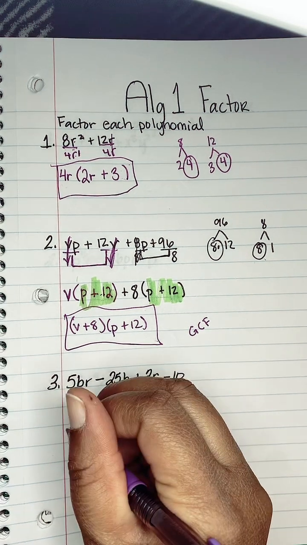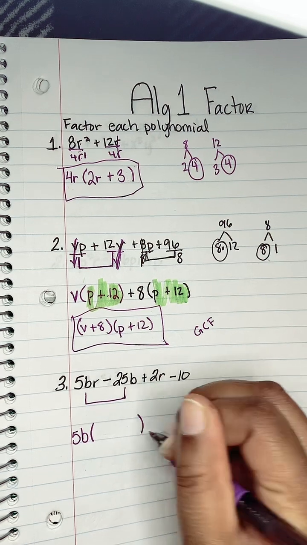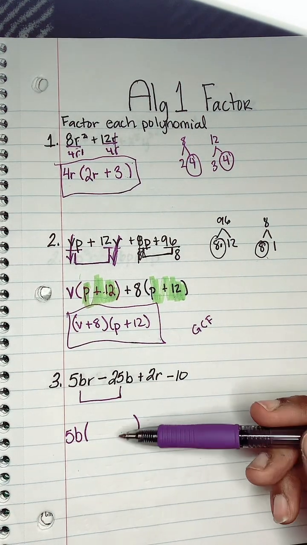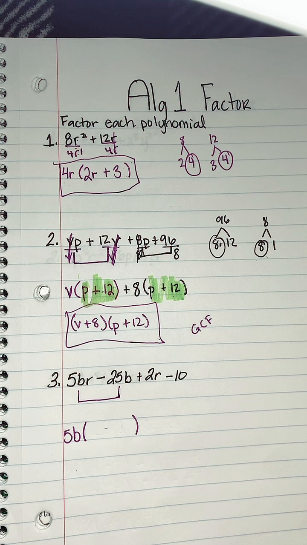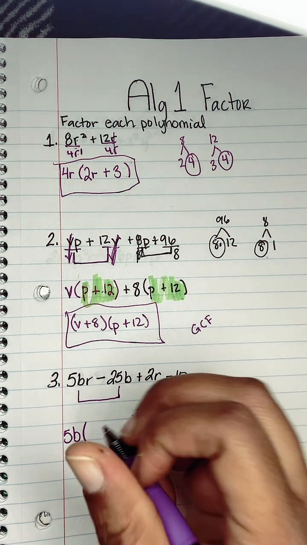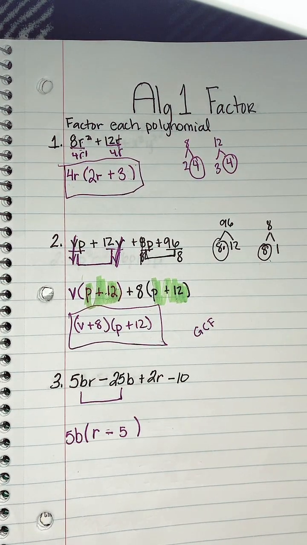Good. So I see those 5Bs coming in. Yes, Jazzy. Yes. So 5B, put the parenthesis. All right. Can you guys write what's going to go in the parenthesis? Thank you, Michelle, for the rose. So we have R minus 5. Good. Okay. R minus 5. Perfect. Good.